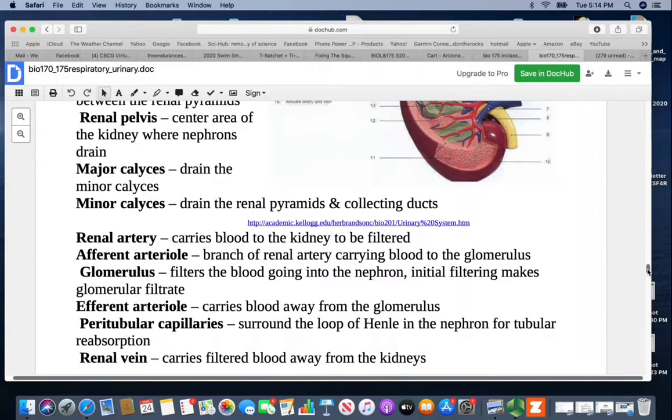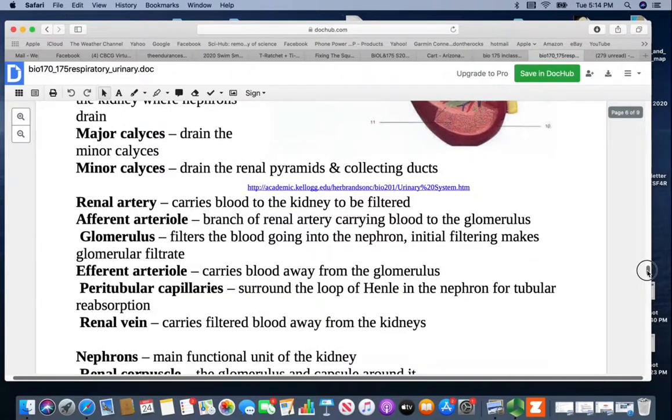The blood, after it has passed through the glomerulus, will exit through the efferent arteriole, and then finally exit through the renal vein. That carries away the filtered blood. The peritubular capillaries surround the loop of Henle in the nephron. This is a way to get some tubular reabsorption, to pull some of the fluid back in so that we don't have as much water loss through the kidneys.